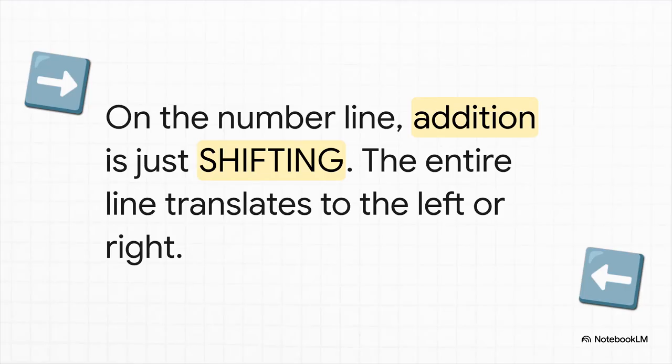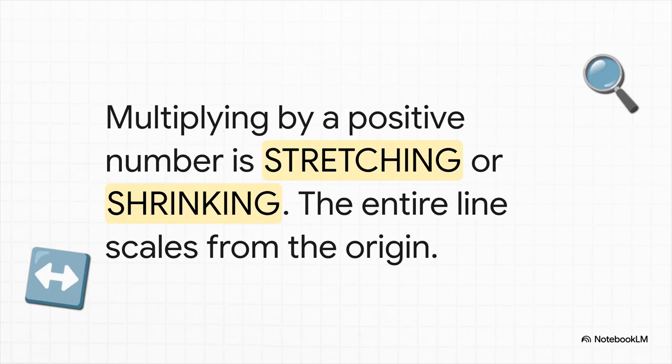Think about it. What does plus 3 actually do? It doesn't just change one number. Geometrically, when you add 3, you are shifting the entire number line 3 spots to the right. 0 moves to 3, 1 moves to 4, -5 moves to -2. The whole thing just slides over. So addition is really just a translation. It's a shift.